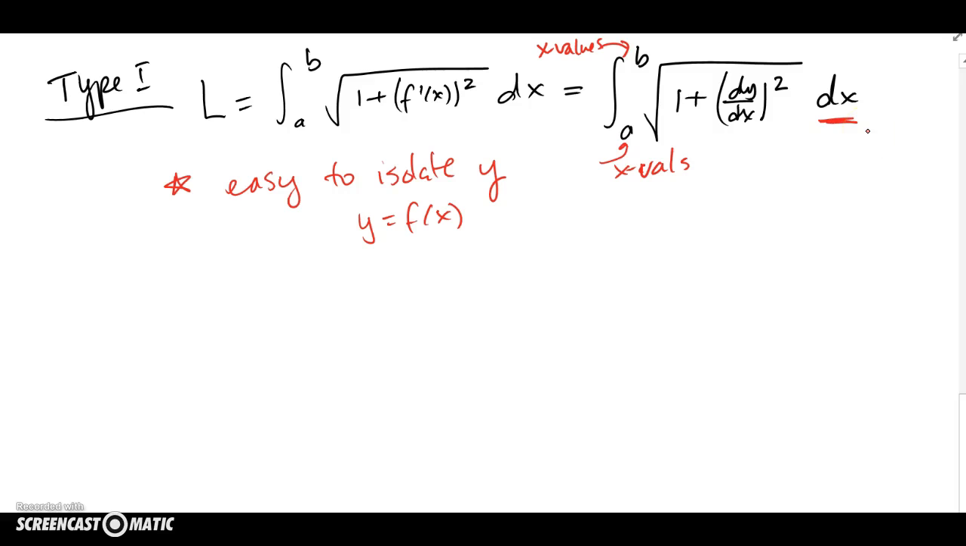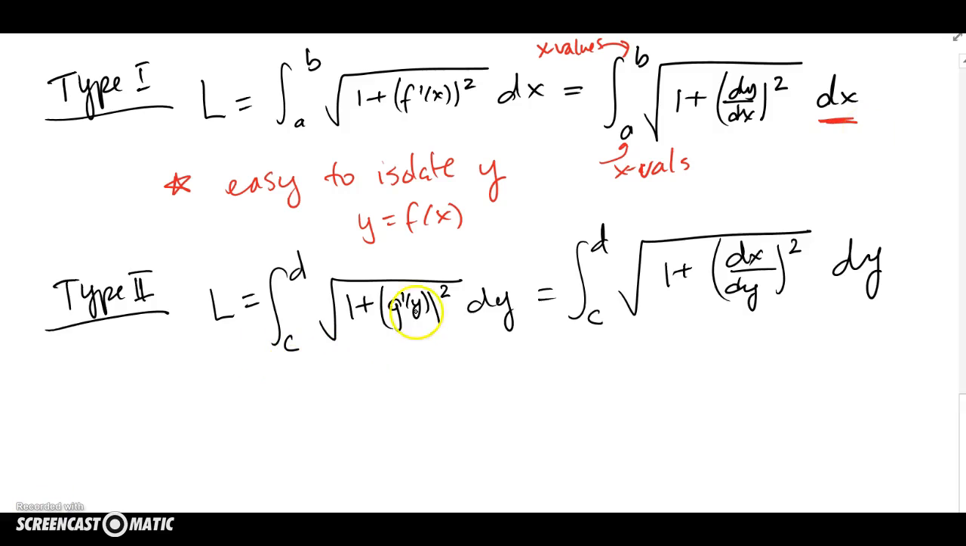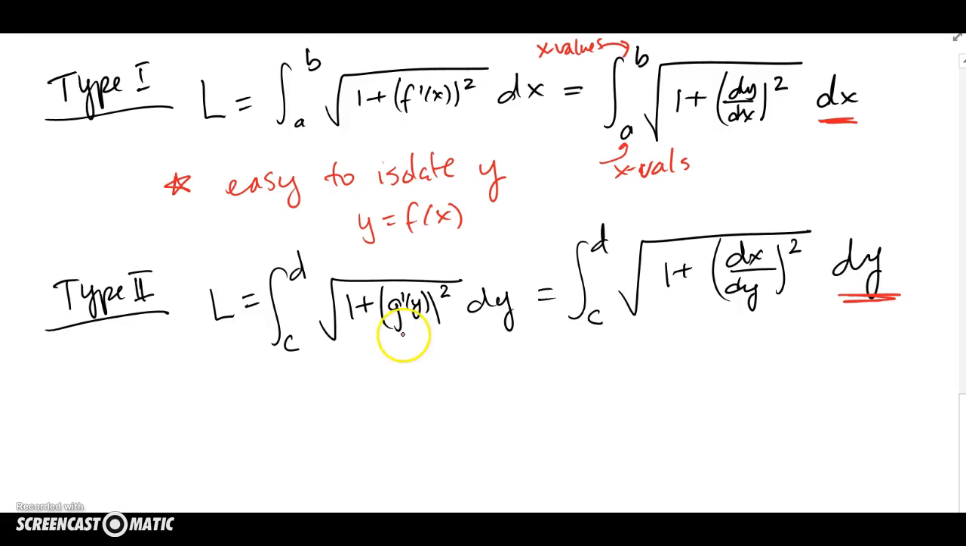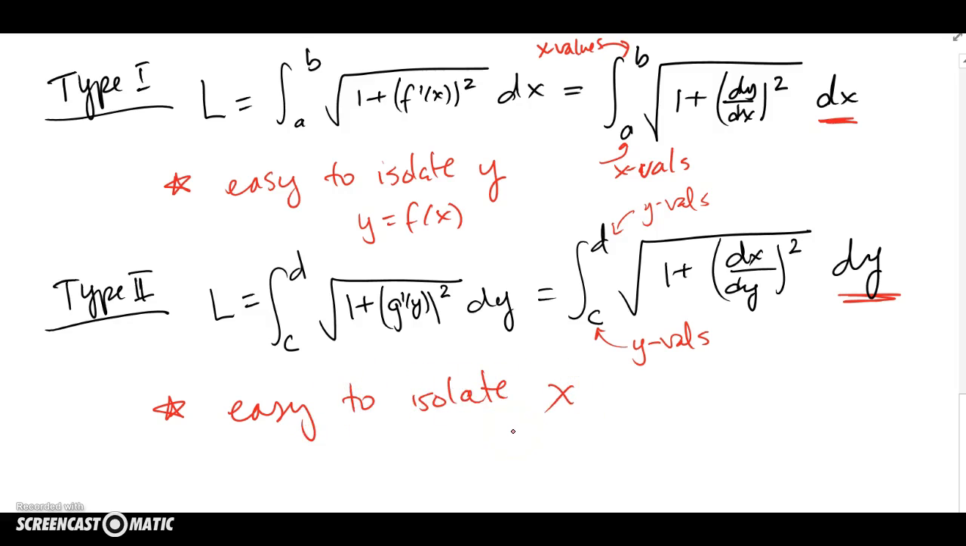Type 2 is where you're given a function of y, so you take its derivative and you end up dealing with a dy integral. Again, g prime of y, the same thing as dx over dy if you're using Leibniz notation. The one thing to pay attention to is that if you're doing a dy problem, you better have your limits of integration as y values. Normally you use this if it's easy to isolate x in your problem, so you'll have x as a function of y basically.